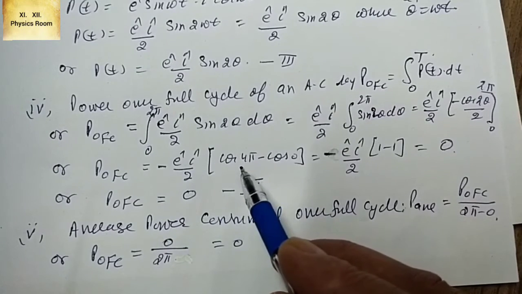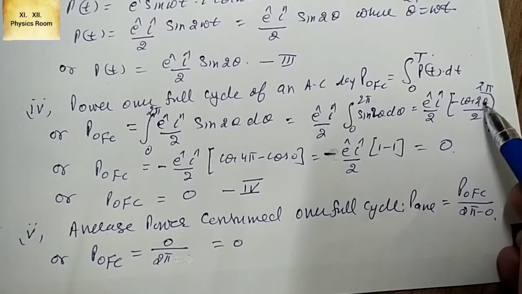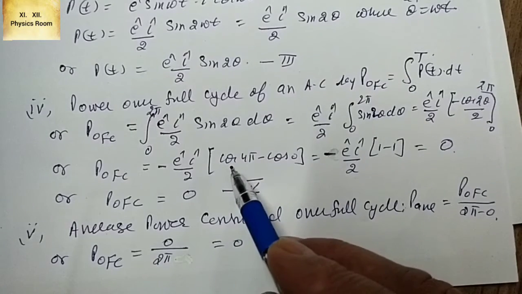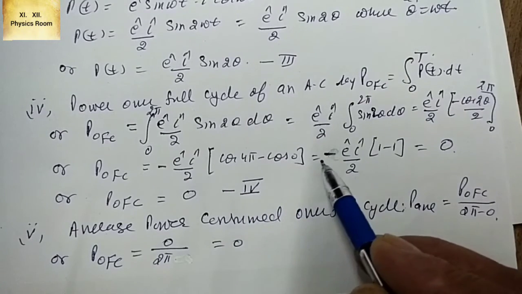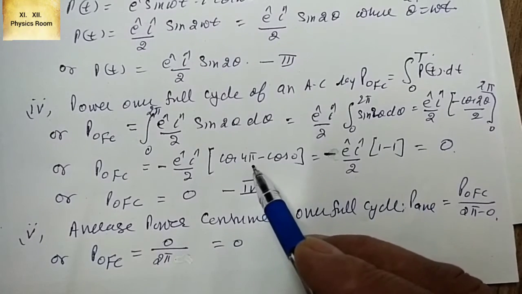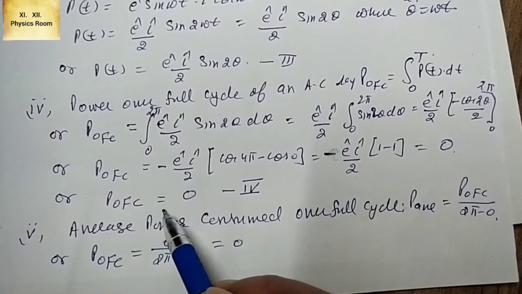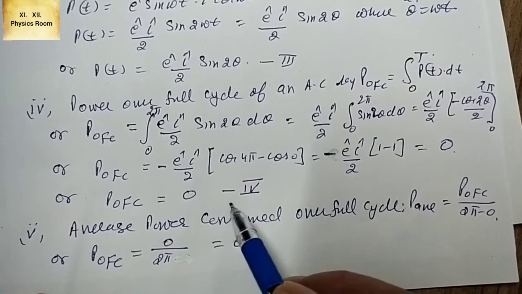into cos 4 pi minus cos 0. We replace theta with 2 pi, it becomes 4 pi. We replace theta with 0, it becomes cos 0. So cos 4 pi minus cos 0 is equal to minus E max I max by 2 into 1 minus 1. Cos 4 pi is 1, cos 0 is 1. So it is equal to 0. Or power over full cycle is equal to 0. Let us mark it as equation number 4.